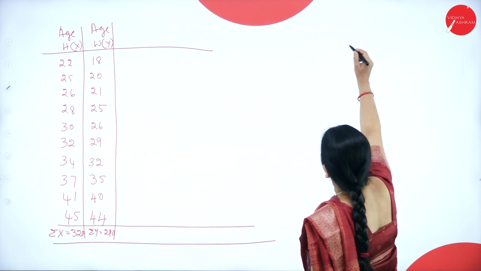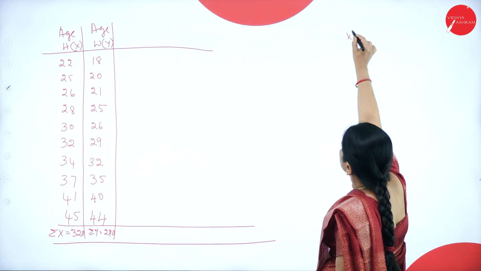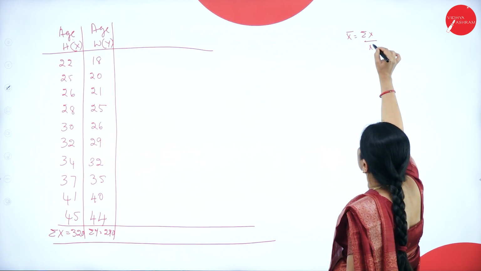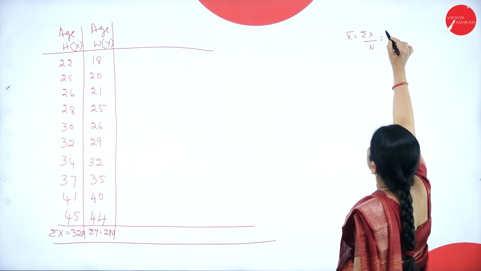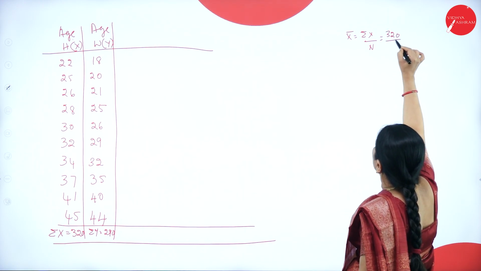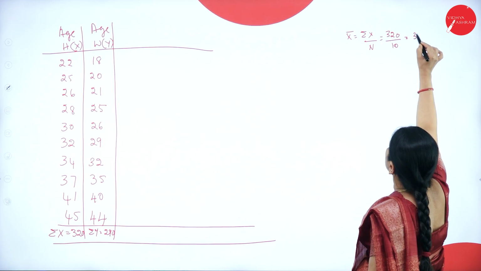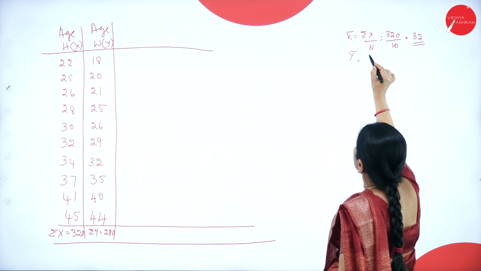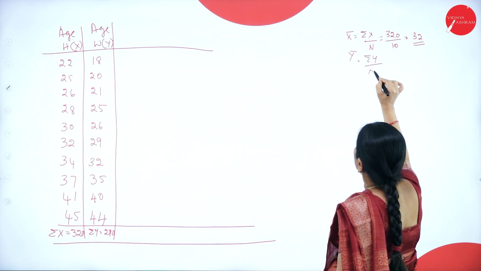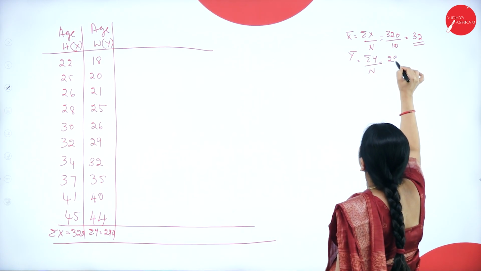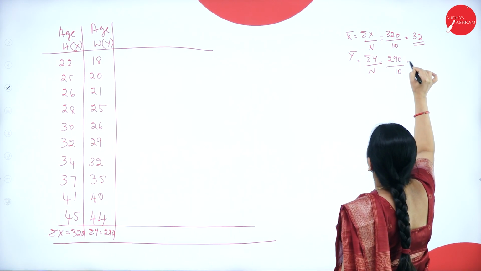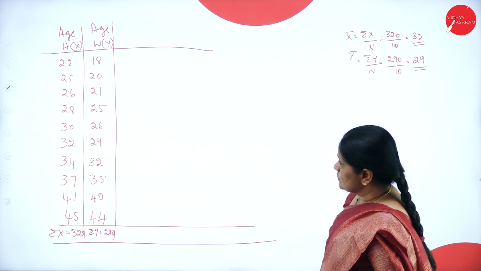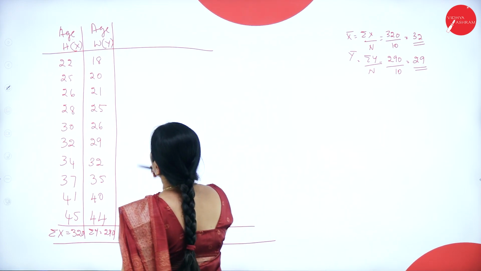Now the next step will be, I have to find out the mean value. So mean will be sigma x divided by n. So this will be 320 divided by 10, that is 32. The y mean will be equal to sigma y divided by n, that will be 290 by 10, that is 29. Now the next will be the deviations from the mean.